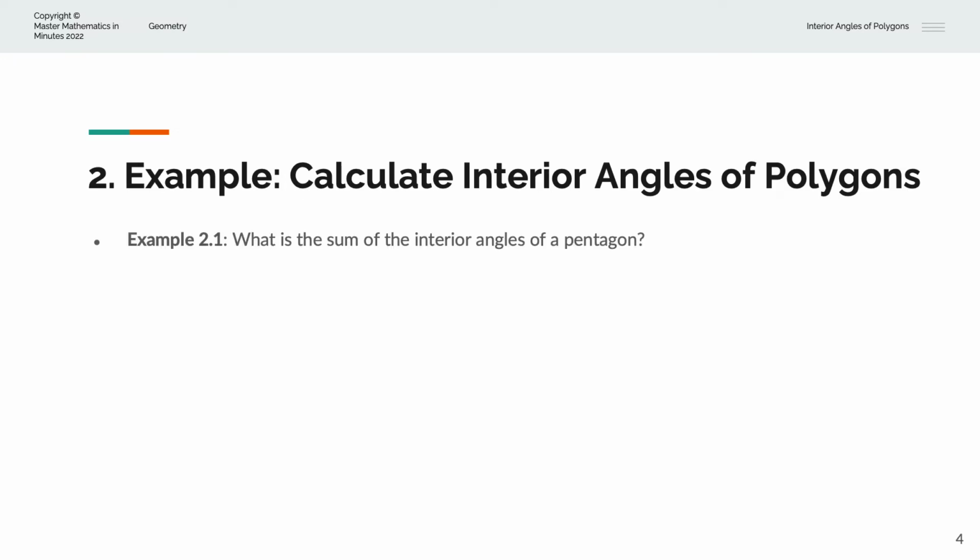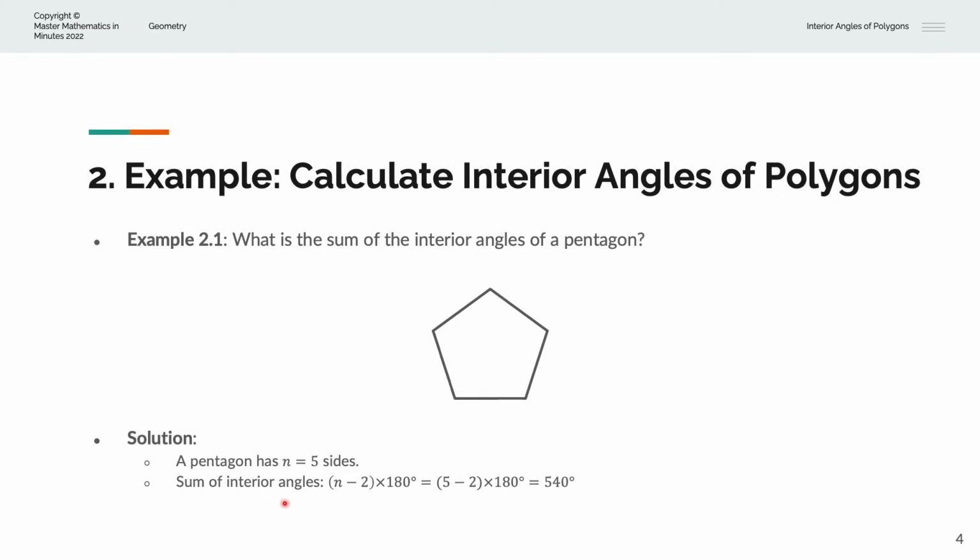In the first example, we're asked to calculate the sum of the interior angles of a pentagon. So this is a visual representation of a pentagon with 5 sides. And so we have n equals 5, being the number of sides. The sum of the interior angles is given by n minus 2 multiplied by 180 degrees. We'll substitute n with 5 because the pentagon has 5 sides, minus 2, and multiply by 180 degrees. And that gives us 540 degrees, being the sum of all of the interior angles in the pentagon.